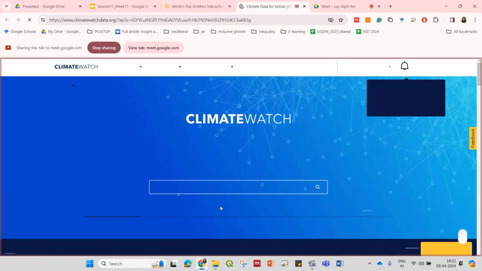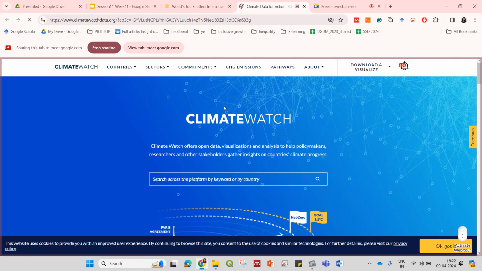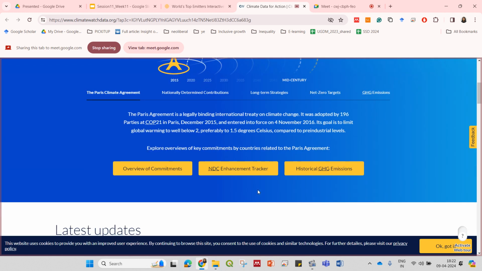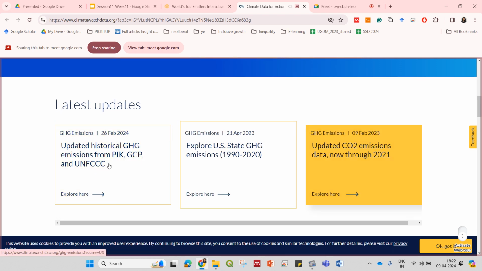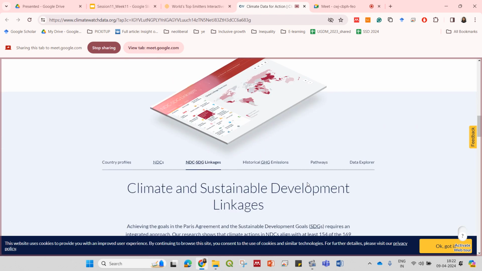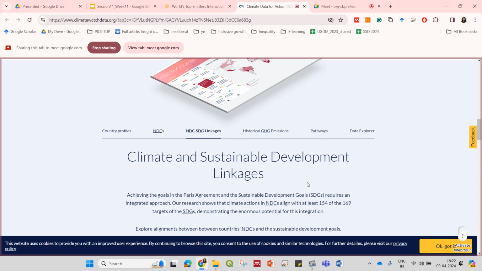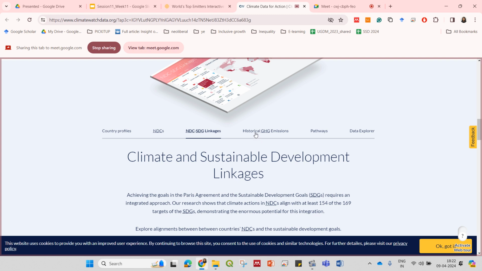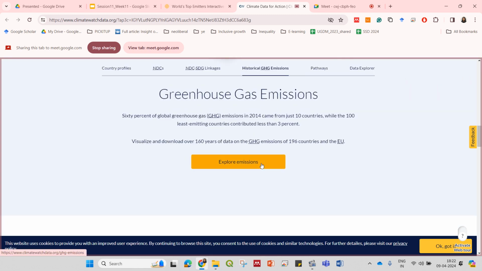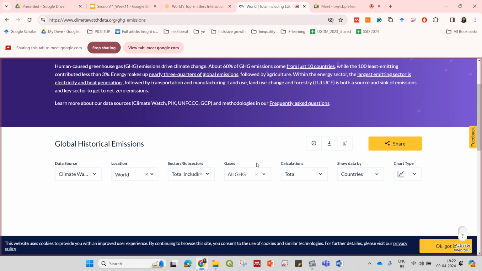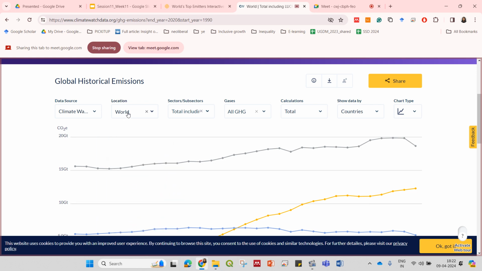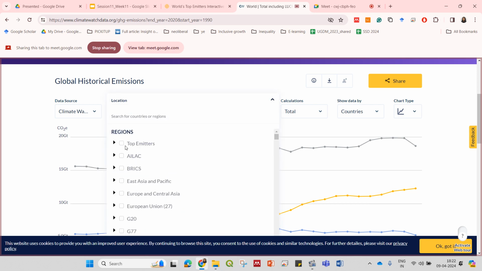If you click through to here, it will take you to their online dashboard, which is called the Climate Watch. If you go here, you can see they have several dashboards or several depictions of emissions and country profiles, etc. So what we need to see is the historical GHG emissions, because we want to see emissions from earlier years. So this is the dashboard for historical emissions, and we want to see the emission of the top emitters.